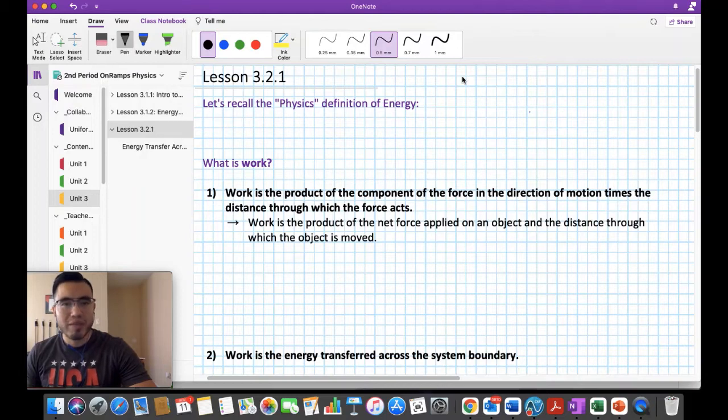Anyways, let us start our lesson about work. If you recall, when we started our lesson about energy, we said energy was the ability to do work. So let's write it down.